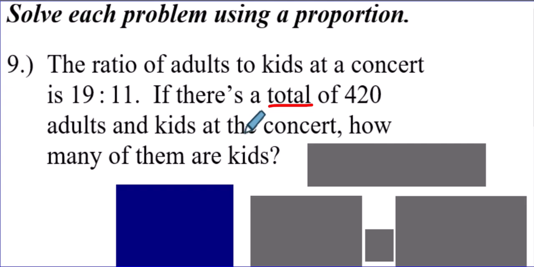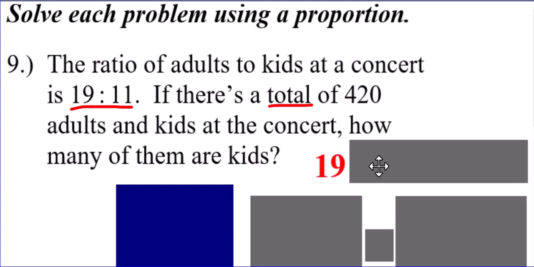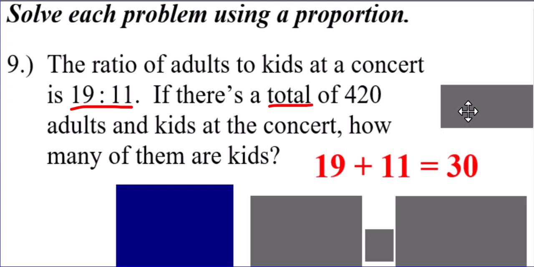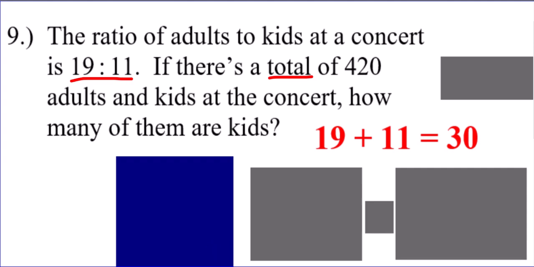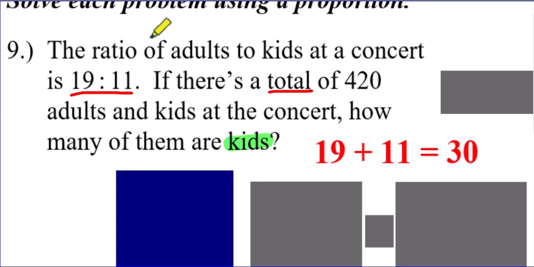So let's make sure we know what the total was from the original ratio. 19 and 11 for that ratio gives us a total of 30. Now, what does the problem want us to find? I'm going to go ahead and highlight this. It wants me to find out how many from the concert are kids. The ratio of adults to kids. Kids was the second part. That's the 11. The adults is the first part. That's the 19. How am I going to set up my fractions?